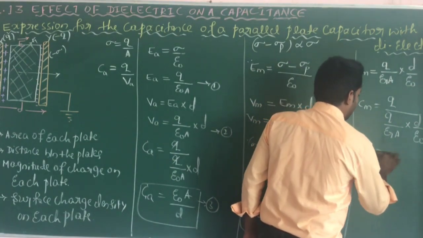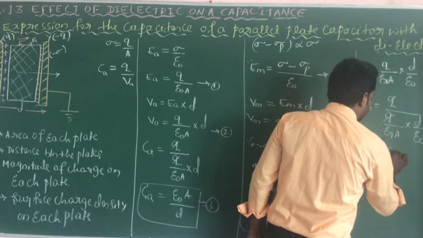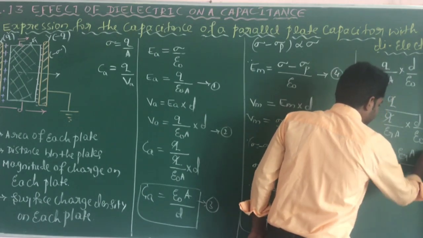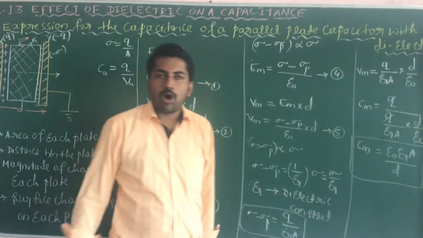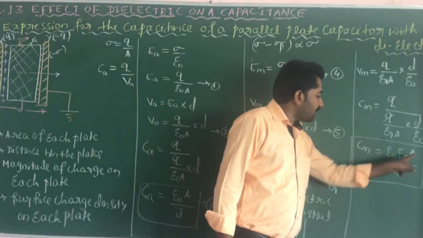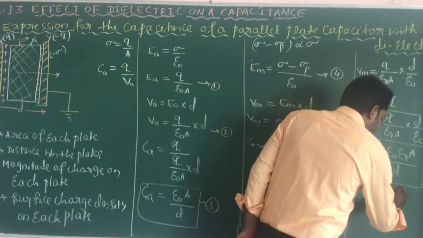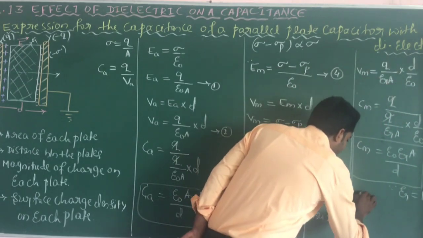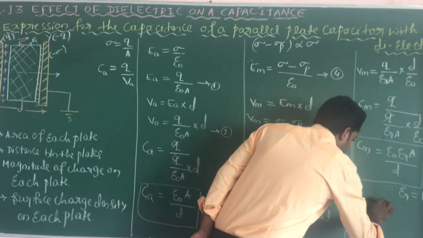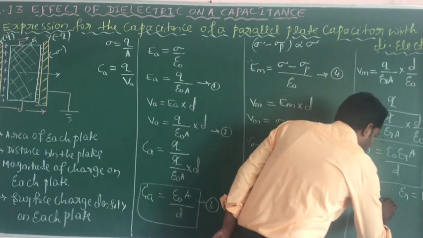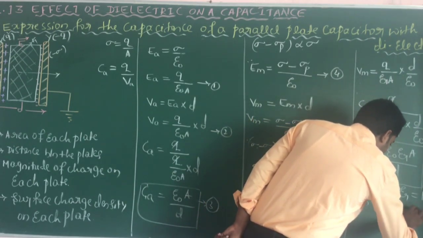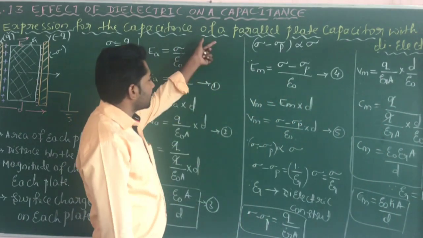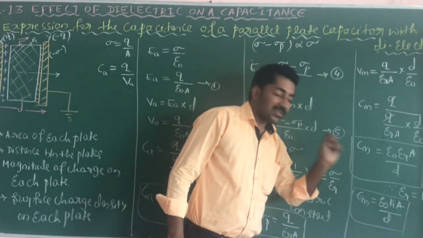That is Cm is equal to, here Q and Q get cancelled. We get epsilon naught into epsilon r into A divided by D. Cm is equal to epsilon r into epsilon naught into A divided by D. Or many times you can take the dielectric constant epsilon r is equal to K. Then you can write this equation: Cm is equal to epsilon naught into K into A divided by D, which is the final expression for the capacitance of a parallel plate capacitor with dielectric.